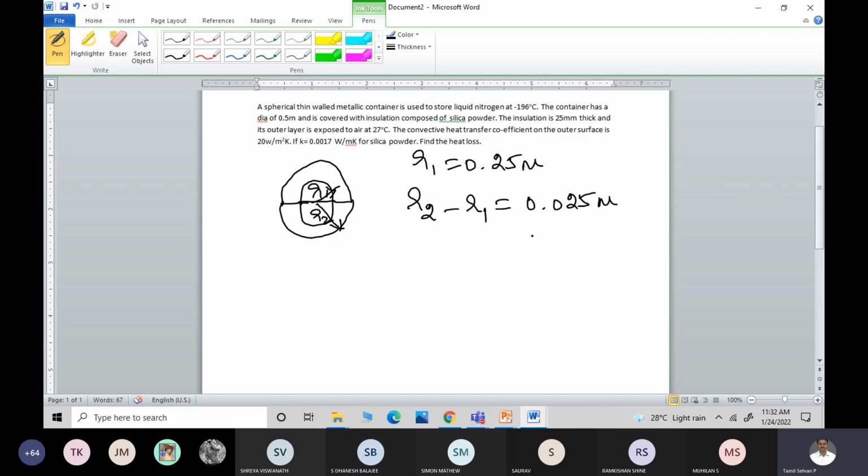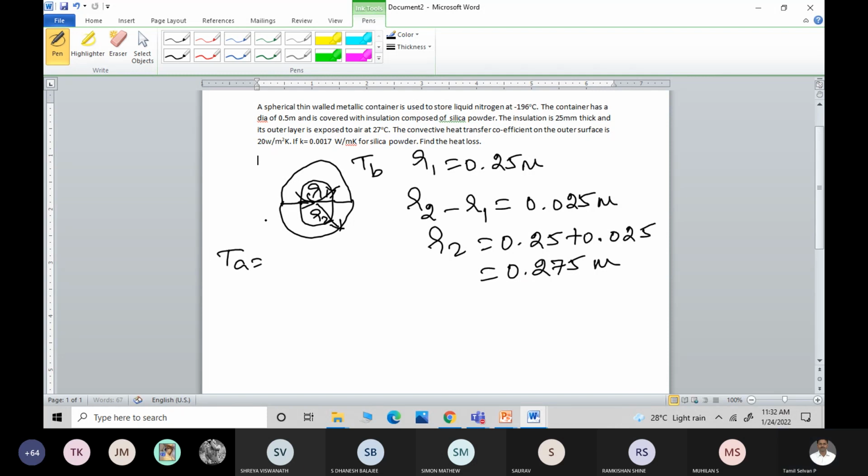Because these small zeros matter: instead of writing 0.025, if you write 0.25, the whole answer goes wrong. That's why I am checking you once again. So R2 will be equal to 0.25 plus 0.025. So how much it will be? 0.275 meters. Okay. Now we have the inner fluid temperature TA and outer temperature TB.